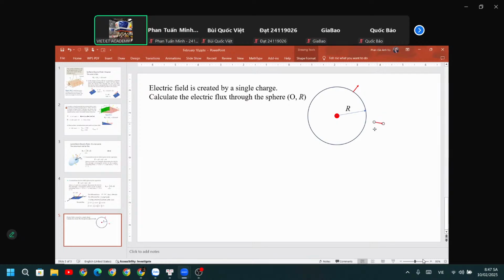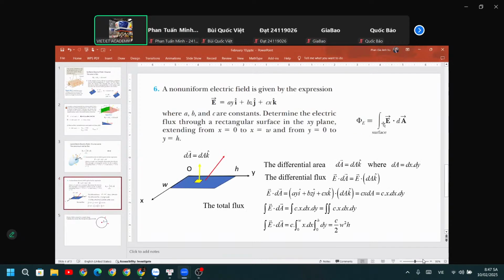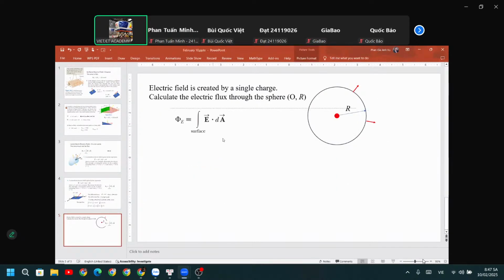At another place, it may be this. Right? But everywhere it's perpendicular to the surface, right? Because the field here is radial. It points from the positive charge in the center outside of the sphere. Then first of all, we need to calculate this, right?